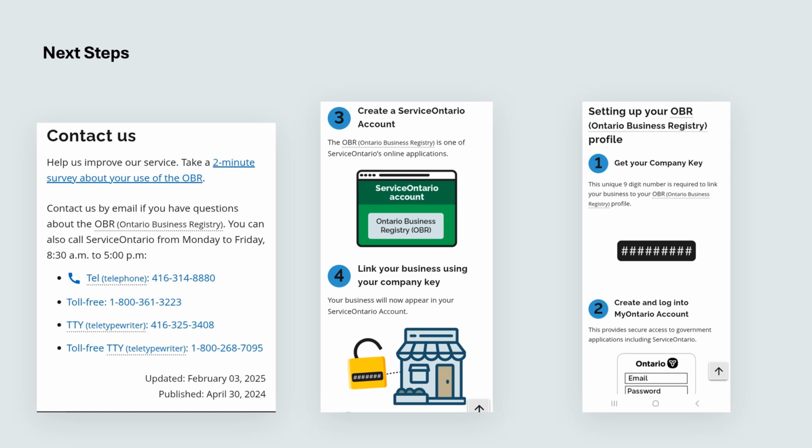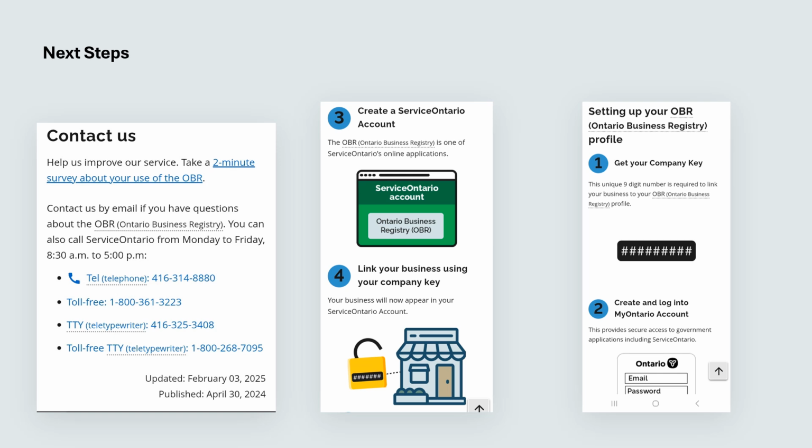After you do all that, you get your company key, create and log into your account, create a Service Ontario account, and link your business using your company key. But you're probably thinking, how am I going to do all that? Which is great, because there is a contact us option for you. You could either email them, but I prefer talking over the phone. It's much easier for me.